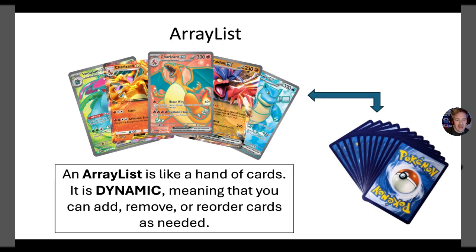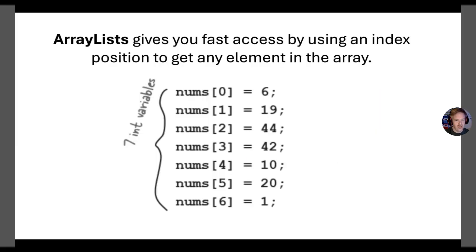So it's like a hand of Pokemon cards in that you have all these objects, right? And that you can change them, you can add to them, you can make your deck bigger, you can make your deck smaller, you can take things out, you can add them. That's what an array list is. It is dynamic. You have to think of it kind of like a storage container. Okay, let's go over what an array list looks like.